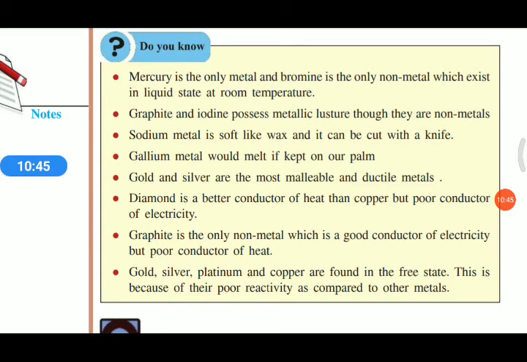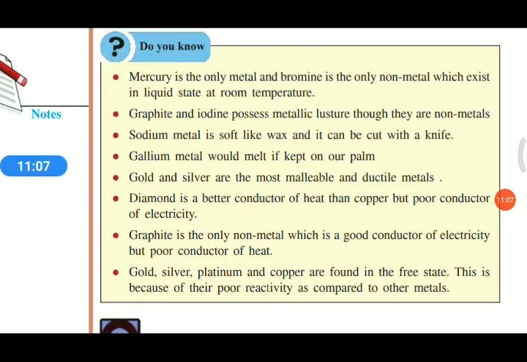Diamond is a better conductor of heat than copper but a poor conductor of electricity. Copper is a metal. It's a good conductor of heat. But diamond is a non-metal. It's a better conductor of heat than copper but a poor conductor of electricity.